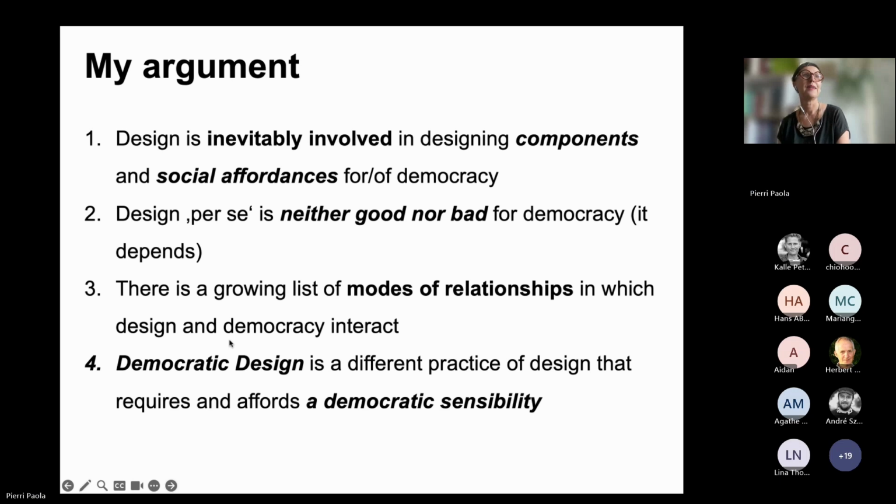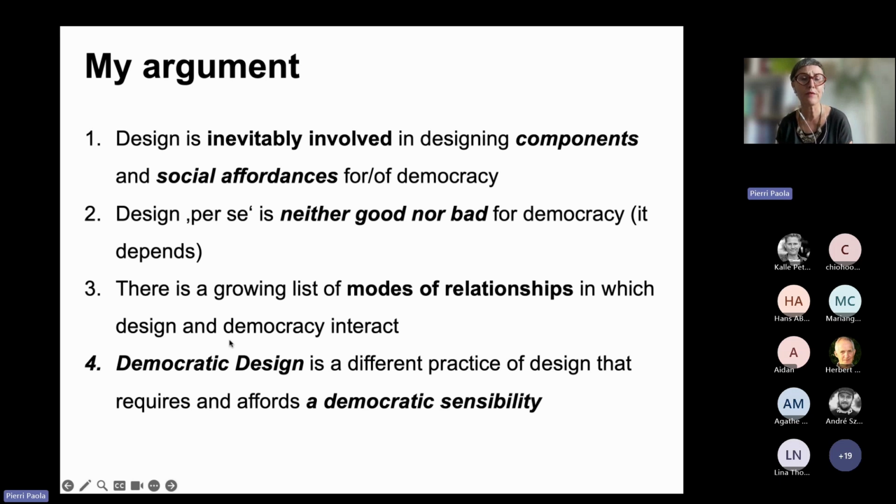So during the seminar, I'm using this space to really try and rehearse, or play a little bit, with this argument that I'm trying to build in the book. The first point that I make in my argument, the first reflection that I want to share, is this idea that design is inevitably involved in designing components and social affordances for democracy.